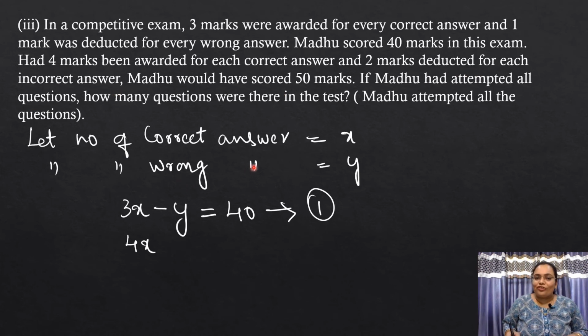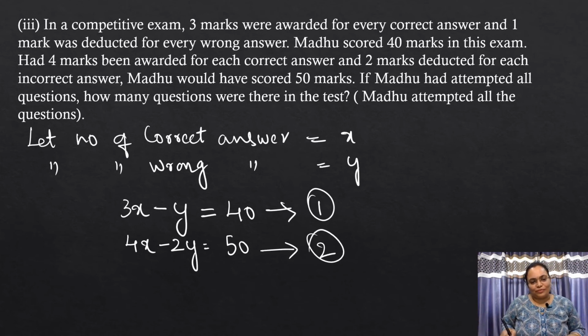Incorrect answer is your wrong answer. So the wrong answer is y. So in the exam they will be deducting 2 marks, right? So minus 2y is equal to 50, since Madhu scored 50. This will be equation 2. Now we have got 2 equations, right?